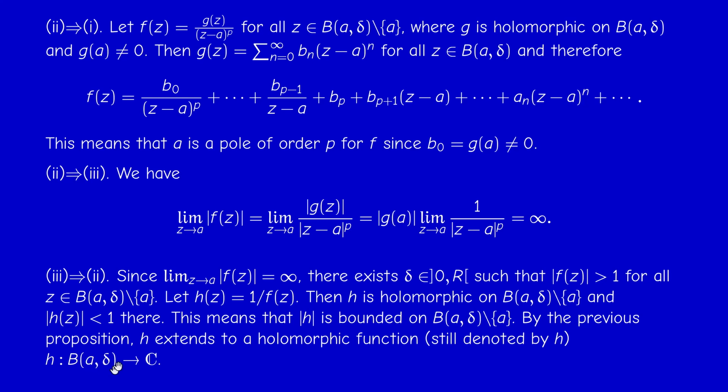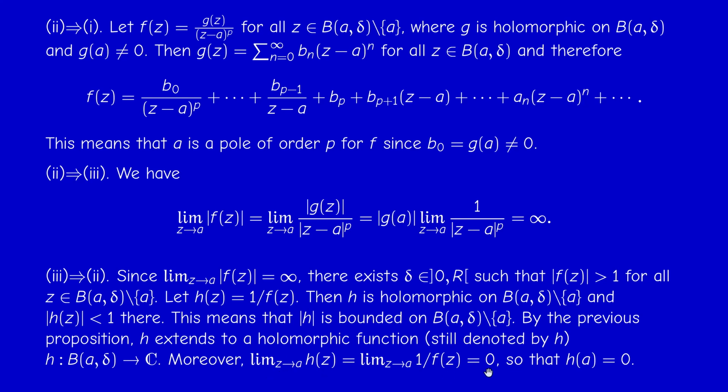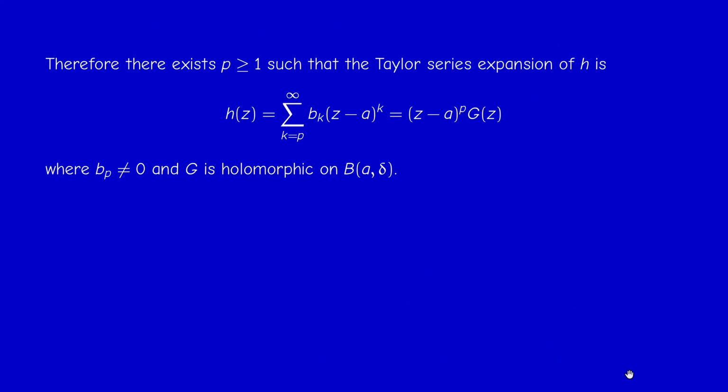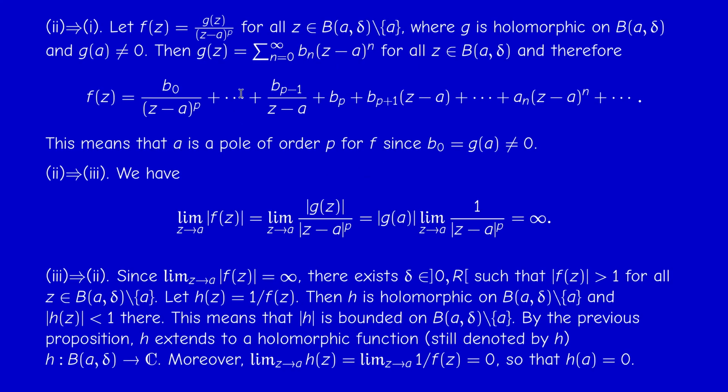So the center is included now, and I may still denote the extension by the same symbol, to simplify the notation. And moreover, this extension satisfies h of a equals 0, because f tends to infinity, so 1 over f tends to 0, so h of a is 0. So what do I have? h is holomorphic around a, and h of a is 0. Now it's possible that h prime of a equals 0.